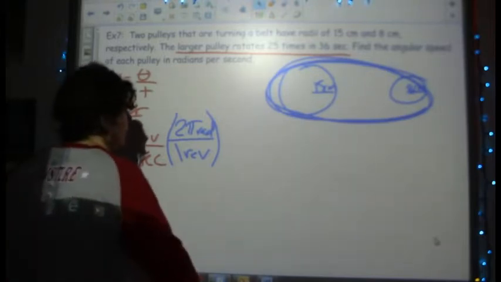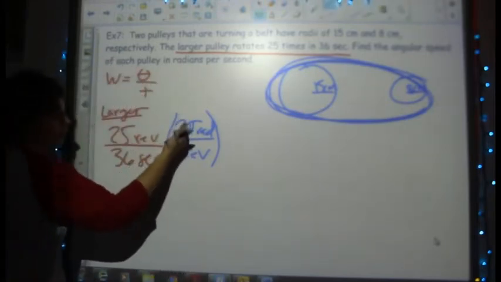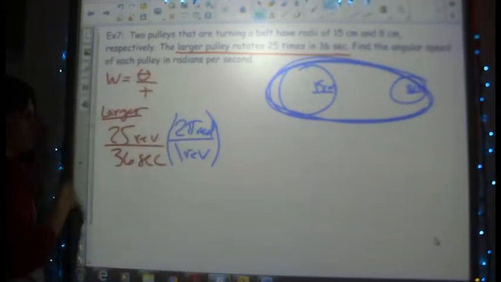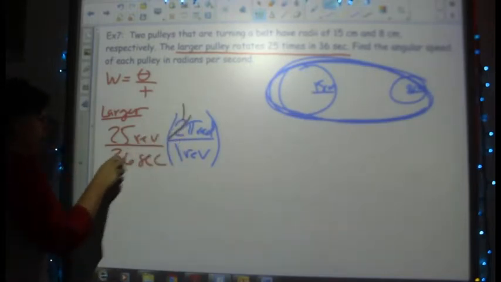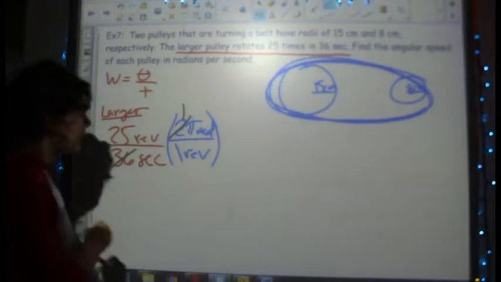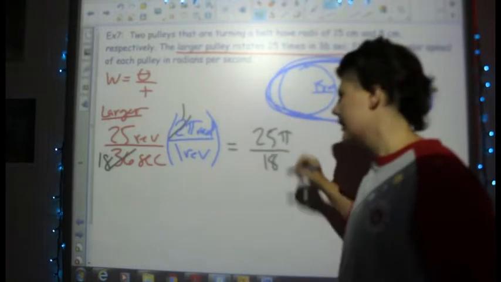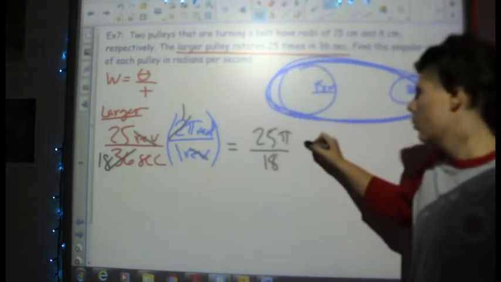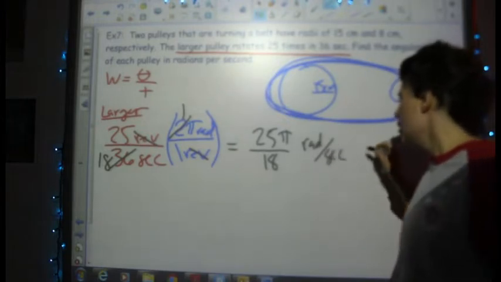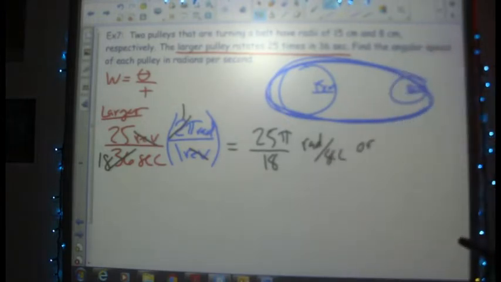So what I would have done, instead of using my calculator, is I'm going to say, okay, I have a 2 and a 36. 2 on top, 36 on the bottom. Well, I know that 2 divided by 2 is 1, and 36 divided by 2 is 18. So now I can simplify this as a fraction and leave it as 25 pi divided by 18. Revolutions cancel, so we're left with radians per second. You could also have divided through and just said 25 divided by 18 times your pi, etc., and wound up with your answer. But up to you how you want to do that there.